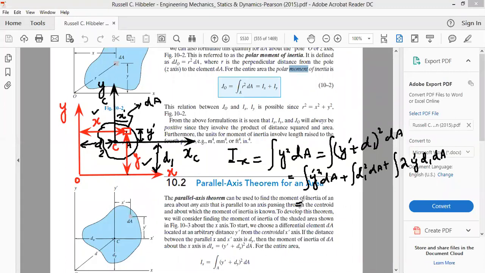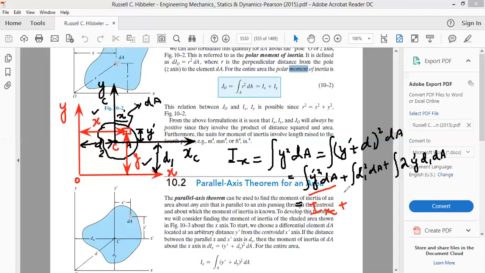Now look at these terms. As far as this term y prime square dA is concerned, y prime is the distance of the centroid of the small area element from the centroidal x-axis. Therefore this term represents the moment of inertia about the centroidal x-axis, because if we are asked to calculate the moment of inertia about the centroidal x-axis, that will be equal to the integral of y prime square dA. Plus, d1 is constant. This is the distance between the x-axis and the centroidal x-axis.